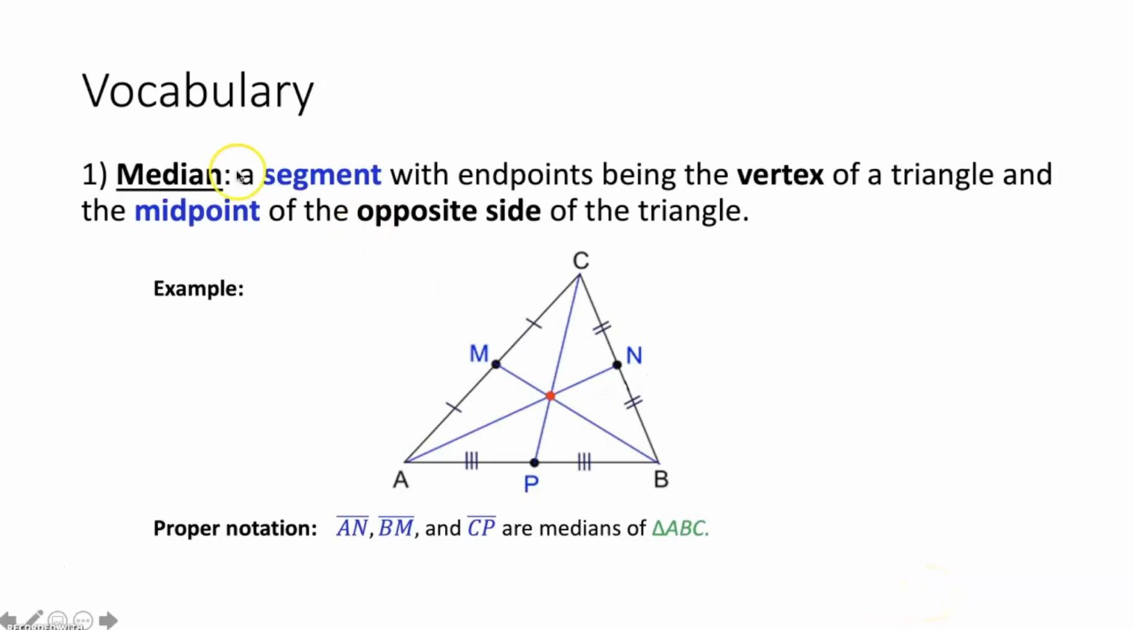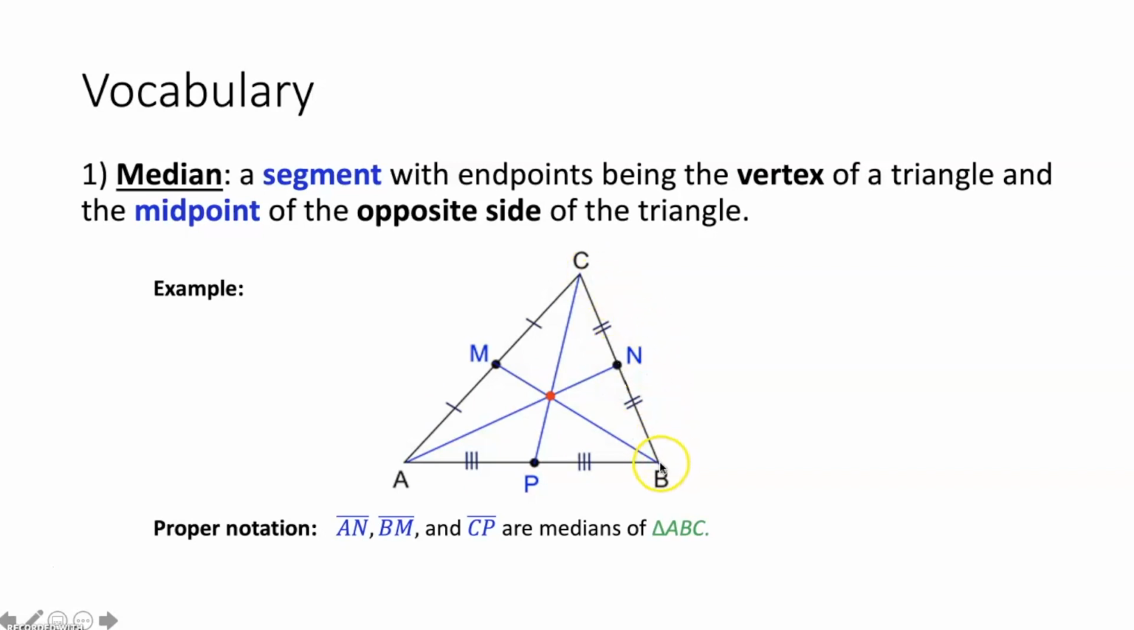First thing we're talking about is a median. That's a segment with endpoints being the vertex of a triangle and the midpoint of the opposite side. So in our example down here, you can see three separate examples of medians. Those would be segments that go from a vertex to the midpoint of the opposite side. So segment AN would be a median of triangle ABC because it goes from vertex A to the midpoint of the opposite side, point N.